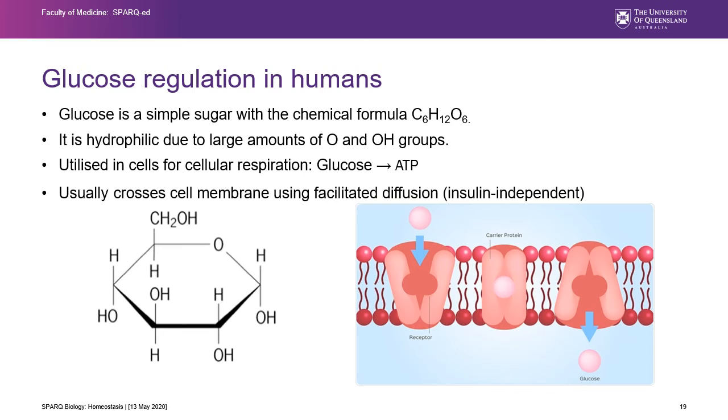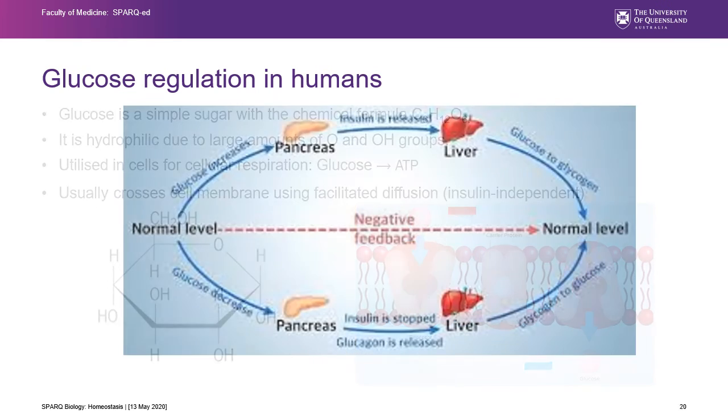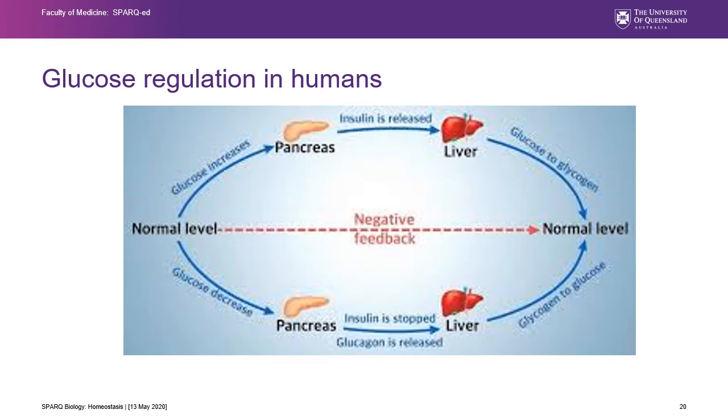Glucose can cross the cell membrane using facilitated diffusion. Usually, the outside of the cell will have a higher glucose concentration, where the inside of the cell will have a lower concentration. So it wants to move inside, and it will go through special protein channels to let it in. Glucose levels in your blood is controlled through a negative feedback cycle.